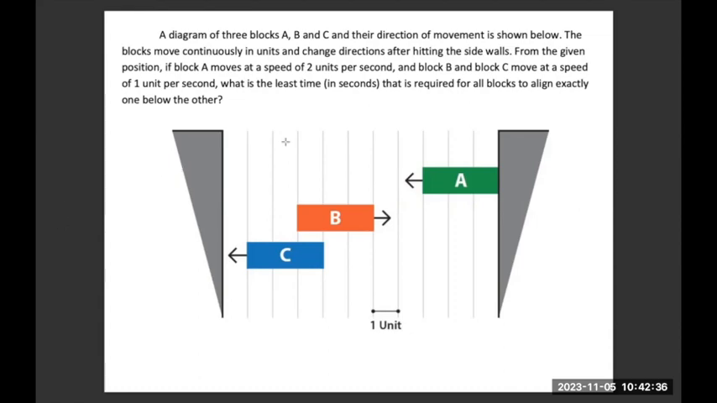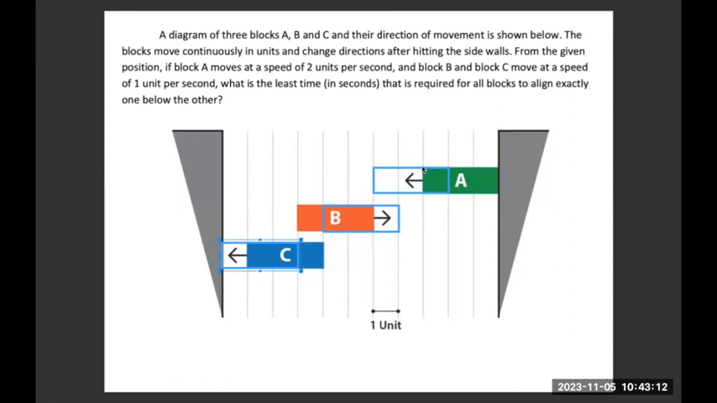Okay, let's do that. So after block A moves, everyone wrong answer, you're closer, but block A moves 2 units per second. So after the first second, this will be the position of block A. B's position will be this. C's position will be this, after the first second.